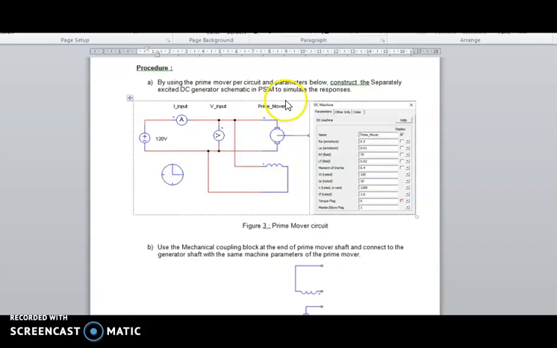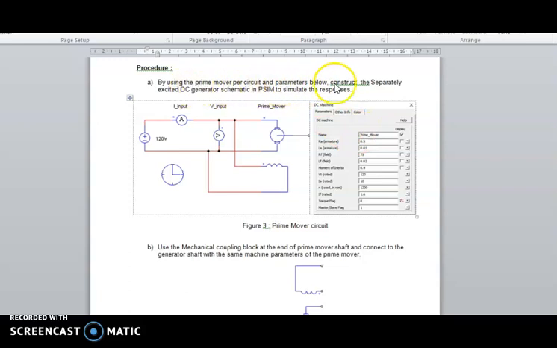Okay, in terms of procedure, you shall use the same circuit of the DC machine, but the connection will be in terms of shunt, in terms of separately excited, but for the prime mover circuit, we connect in the shunt. So the prime mover will be your motor. So the motor, we have a shaft, and this shaft will be connected into your generator.